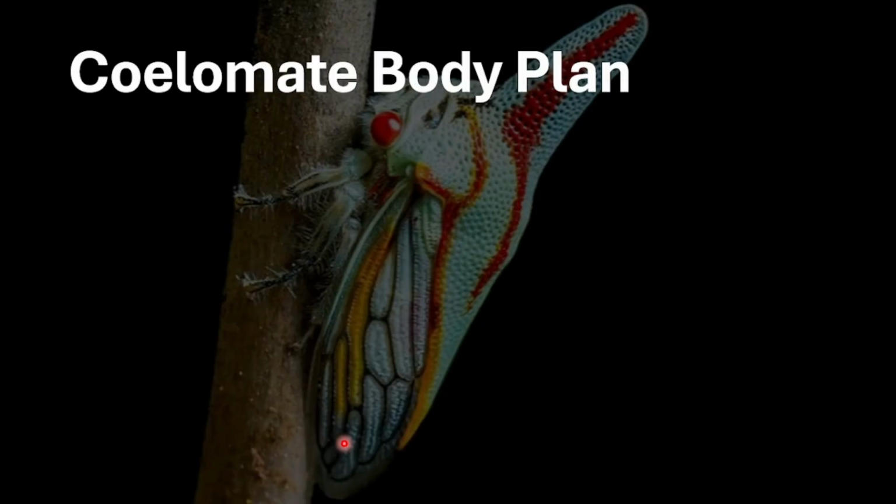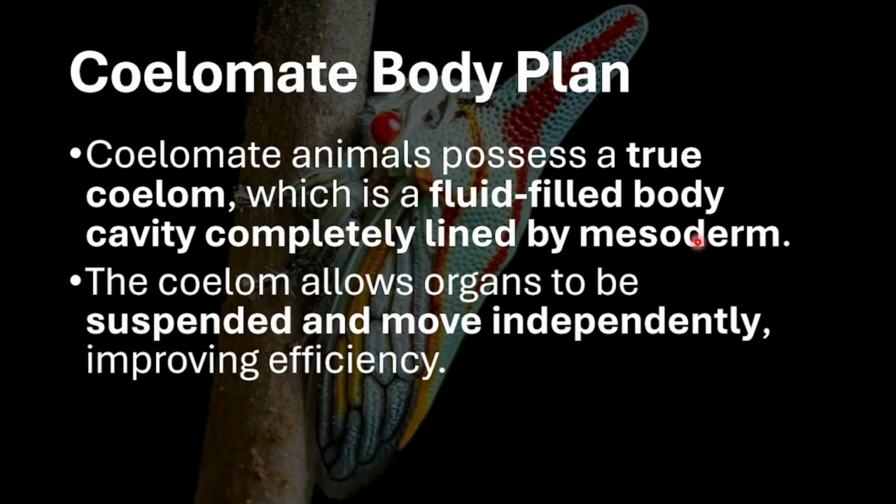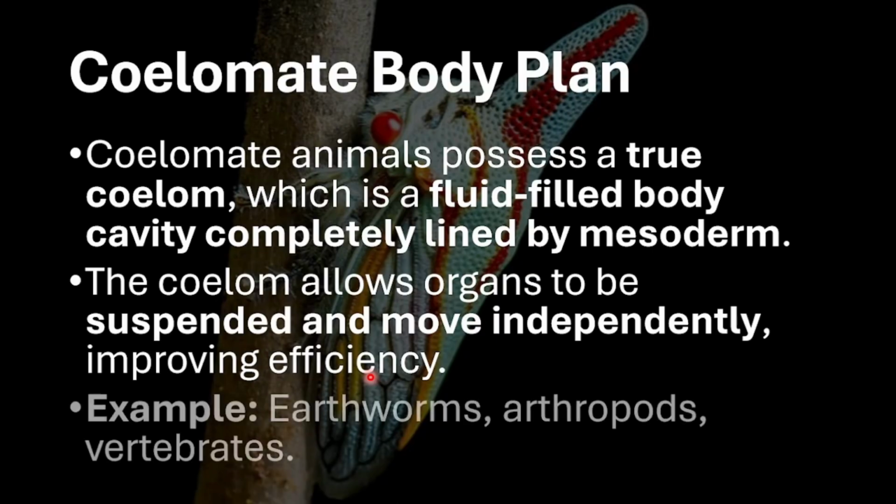And let's talk about coelomate body plan. So acoelomate does not contain a coelom, but coelomate body plans or coelomate animals do possess a true coelom, which is a fluid-filled body cavity completely lined with mesoderm. And the coelom is very important. We're going to talk about why the coelom is important. The coelom allows organs to be suspended and move independently, improving efficiency. So it allows organs to be suspended, right? And it improves efficiency. Examples would be earthworms, arthropods, and vertebrates. So acoelomate does not have a coelom. Coelomate, they do have a coelom.